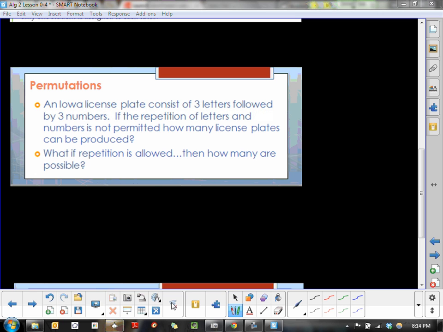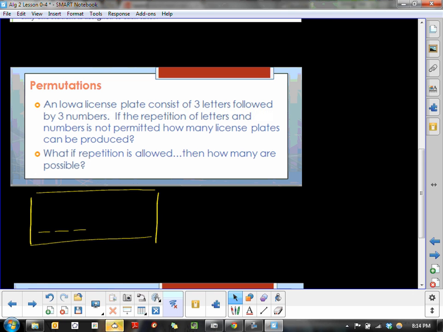It said, what if repetition is possible? Does that increase our number of license plates? Well, if we get to use them over again, it should increase our total number. So let's take a look. How many different ways can we choose our first number? Well, we got our letter, 26. If we can use them again, then this is a 26. And if we can use them again, this could be a 26. The same principle is in effect for our numbers. You can go 10, 10, 10.